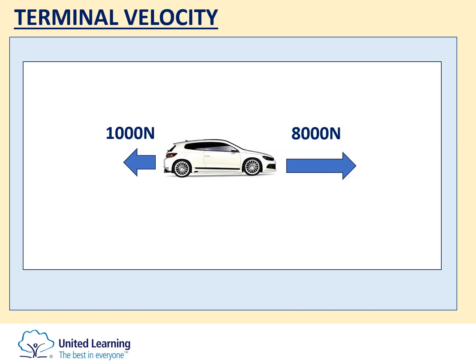Another application of forces that you need to be aware of is terminal velocity. Terminal velocity is the maximum speed that something will reach. So if we take a look at an example of a car moving here, the engine is providing a thrust force going in the forward direction of 8,000 newtons. Air resistance and friction are providing a drag force of 1,000 newtons. So there is a resultant force acting to the right, and that will cause the car to accelerate.